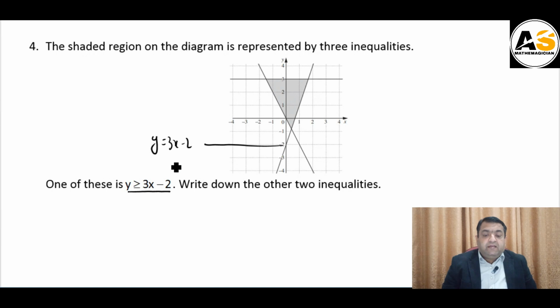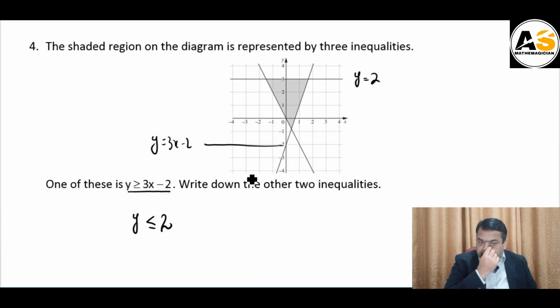We need to find the other two inequalities. Dear student, what is this? A horizontal line, which is y is equal to 2. So the shaded region is below this line, so the second inequality is y is less than 2.